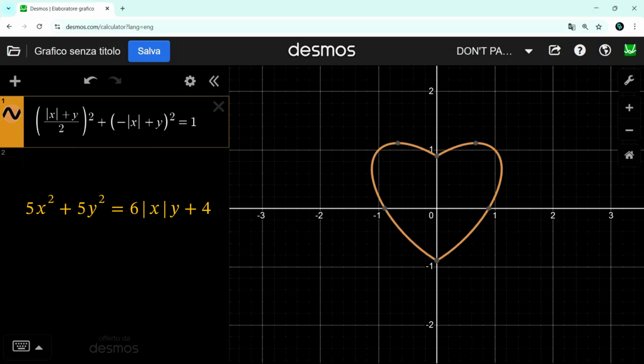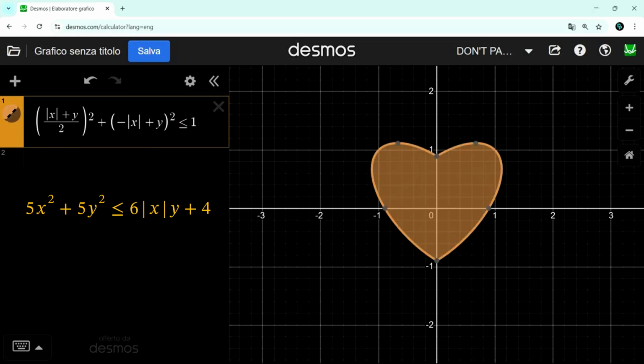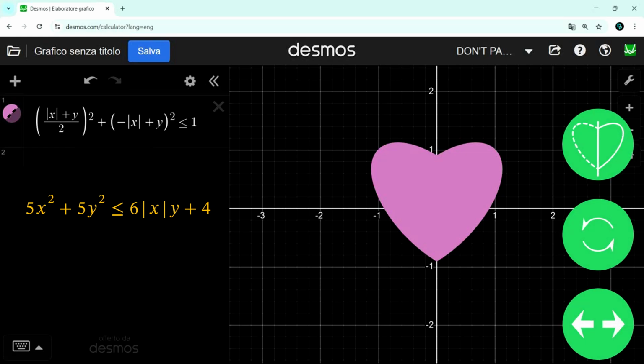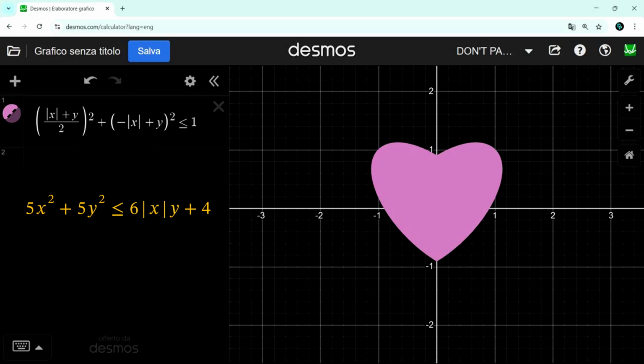If you replace the equal sign with less than or equal to, you will also get the interior points, and you can use Desmos to fill in the shape with color. In this first drawing, we used 3 transformations to go from the circle to the heart. The more transformations you know, the easier it will be to create complex drawings. So, I'll quickly show you the fundamental transformations.